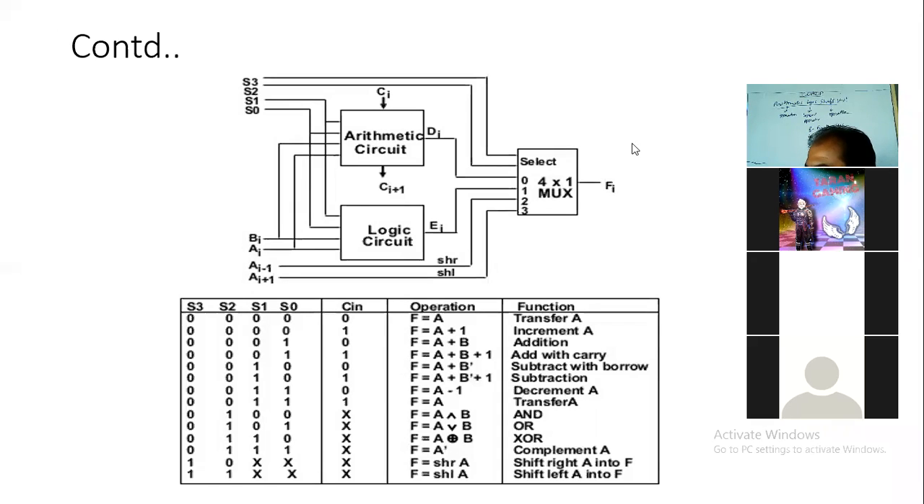C in, the carry. If we want to add two numbers in arithmetic operations, we generally have a carry bit. Okay, so C in represents carry. Clear? C in represents the carry bit.